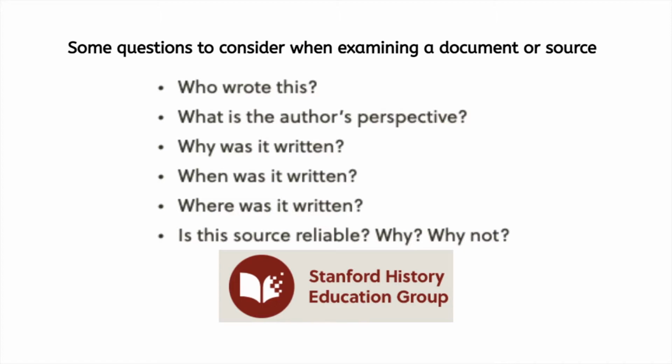So some questions that you might want to always ask yourself about an author or a document or a source that you're looking at are: who wrote this? What is the author's perspective? What's their point of view on this issue? Why was this document written in the first place? When was it written? Where was it written? And is it a reliable source? Why or why not? Is this a source that you would trust? So there are lots of different questions that you need to answer before making that decision if the reliability of the source is good or not.